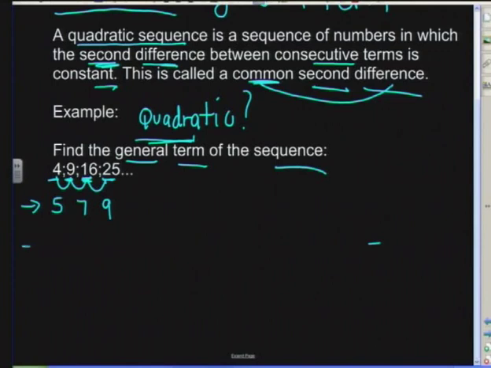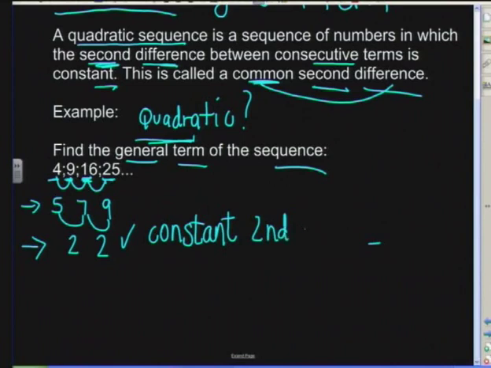Okay, we need the second difference, and remember, if the second difference is constant, then we have a quadratic sequence. So if I say 7 minus 5, I get 2, and then 9 minus 7, I also get 2. So we have success. We have a constant second difference. Therefore, we know, yes, it is quadratic.